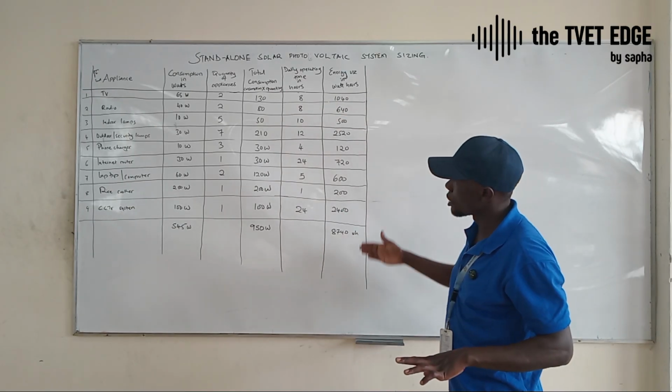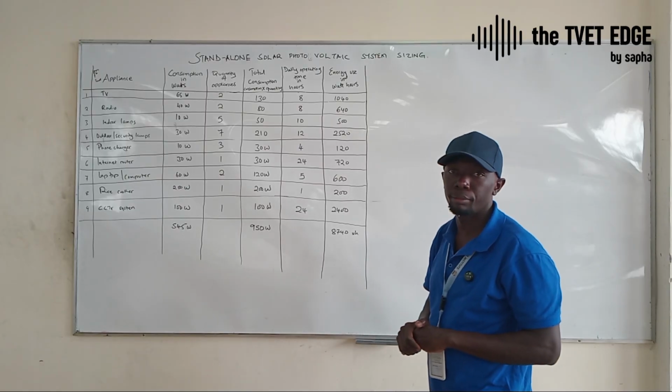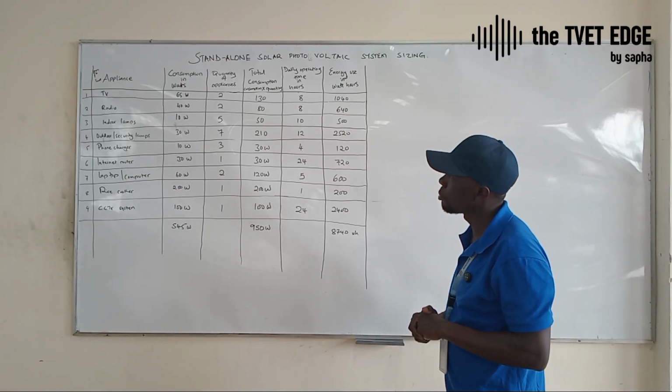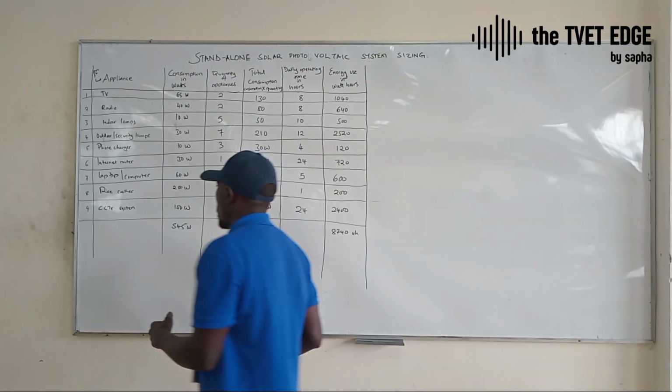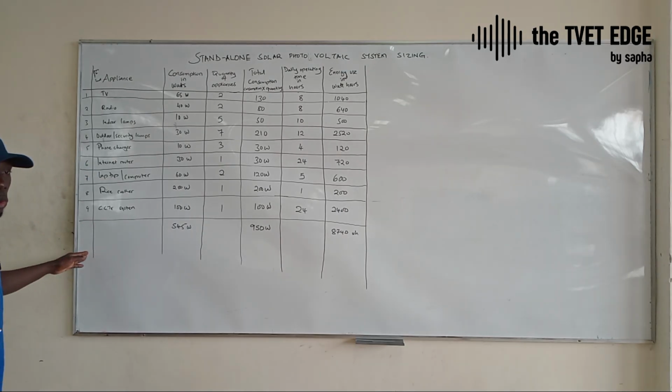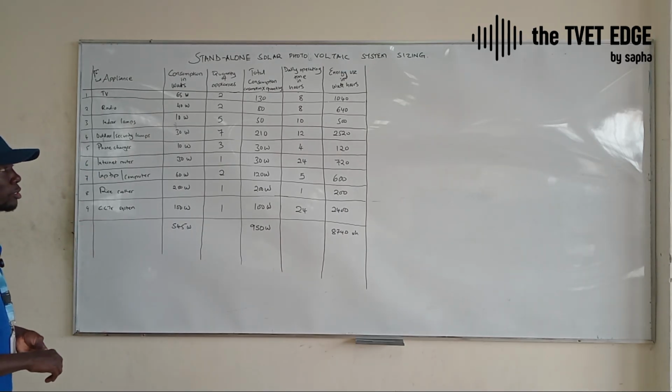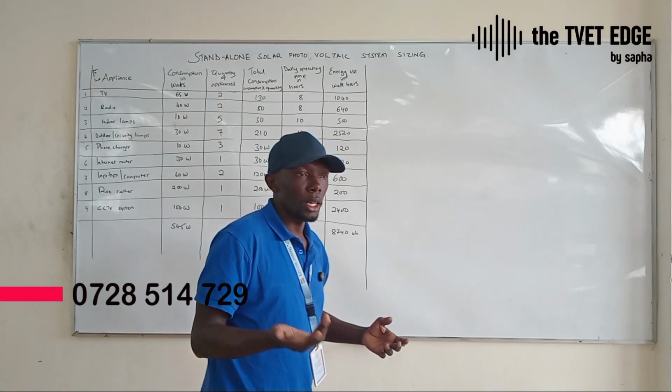Now, do this on your piece of paper, on a foolscap. I'd encourage you to add at least 2 or 3 more loads. You can comment down below how many other loads you added. Take a screenshot of what you've done. You can send it to WhatsApp.